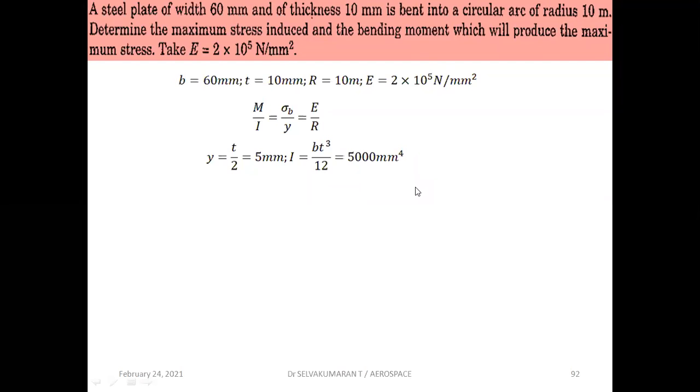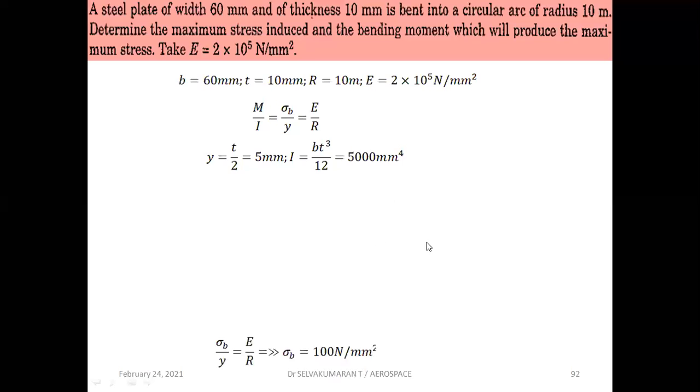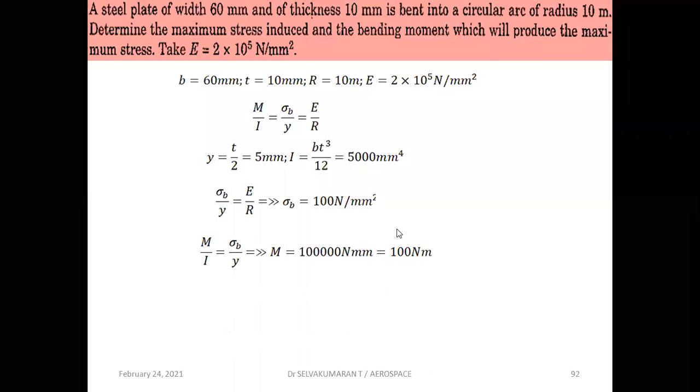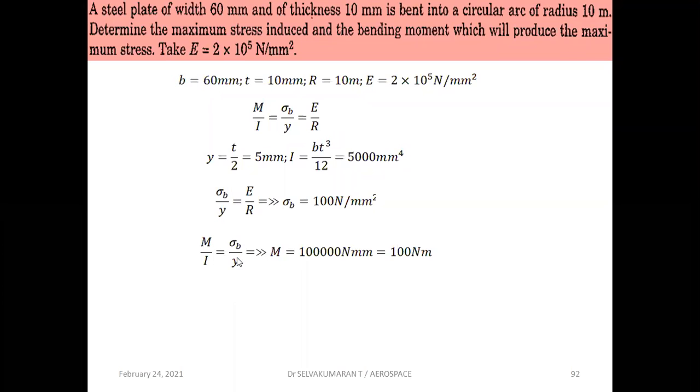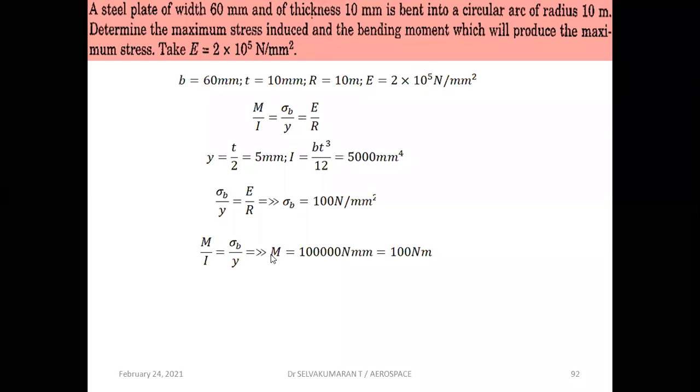After getting the Y value, I value and E, substitute everything here, and you get the bending stress to be 100 Newton per mm square. Then we know M by I is equal to sigma B by Y. I is known, Y is known, and sigma B we just got. Substitute all the values here and you can find M, which is nothing but 100,000 Newton millimeter, which can be written as 100 Newton meter.